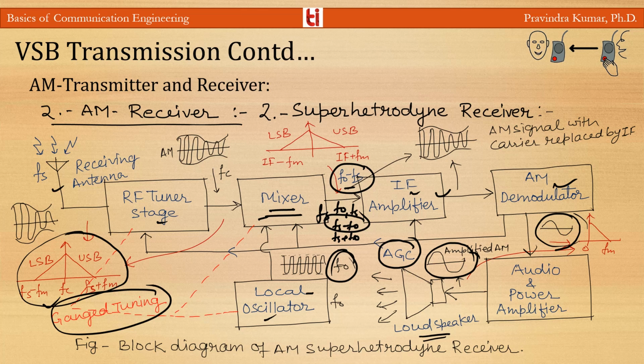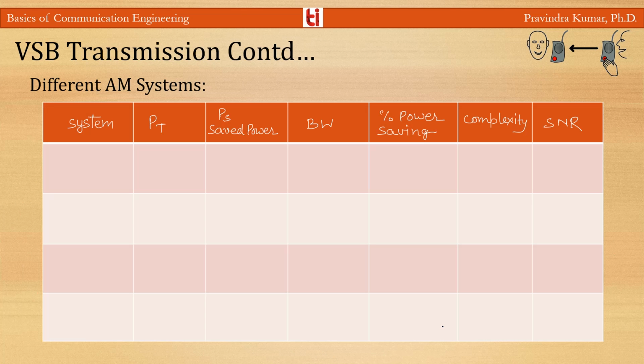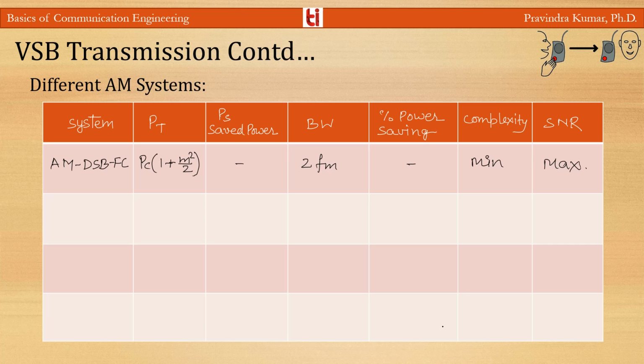Now here we can see we have different types of AM systems you have studied till now. The first is DSB full carrier, where the transmitted power is Pc times 1 plus m square by 2, and there is no power saving because we are using two sidebands and also the carrier. The bandwidth is 2 fm, no power saving in percentage, complexity is minimum, and SNR is maximum.